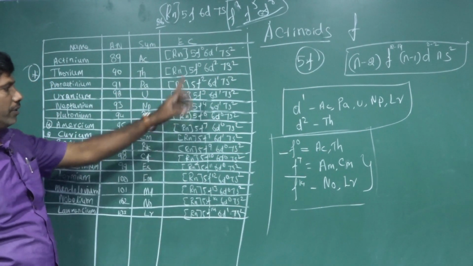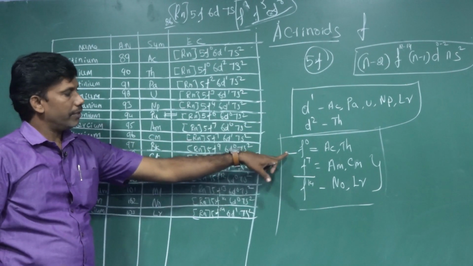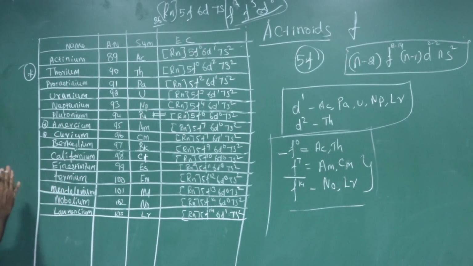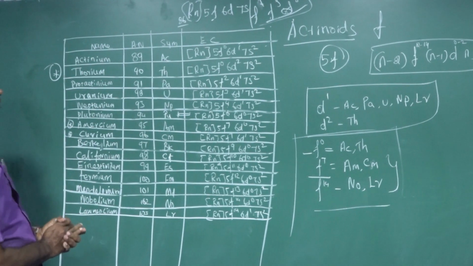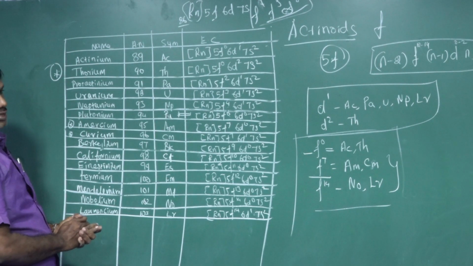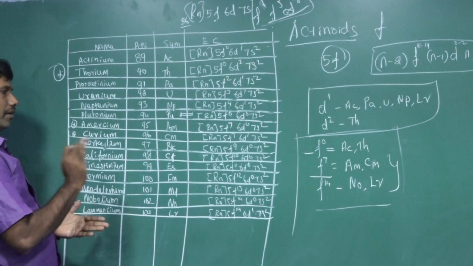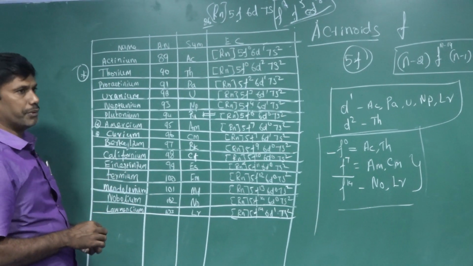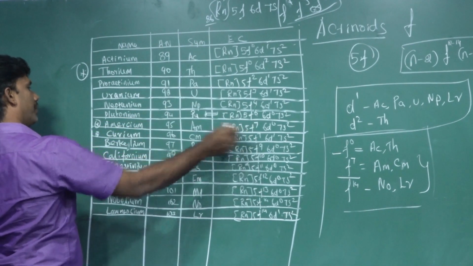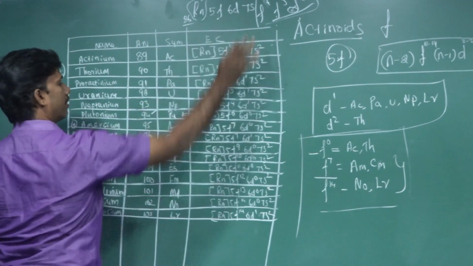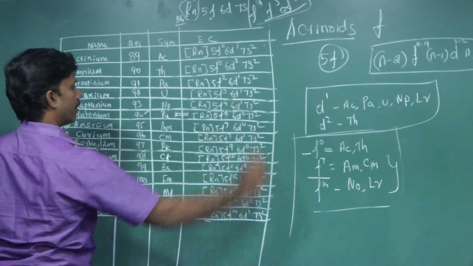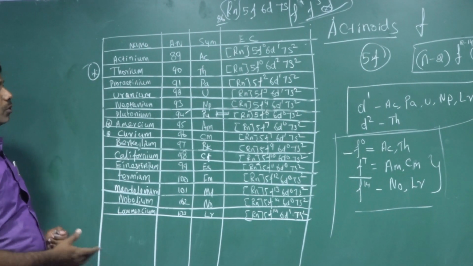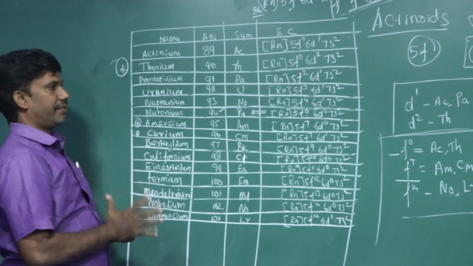What are the elements having d1? What are the elements having d2? What are the elements having f0, f7, f14? These are very, very important. That's all about the electronic configuration of actinides. If you write it once, it will be very clear. The question may be asked: write the electronic configuration of plutonium. You recall the atomic number and fill the general electronic configuration easily. Okay, then let us move on to the oxidation states of actinides.